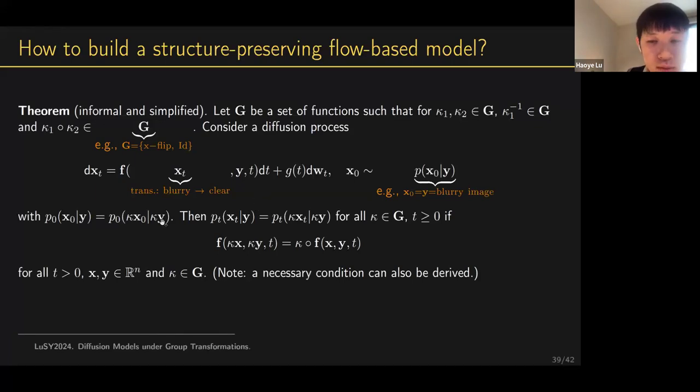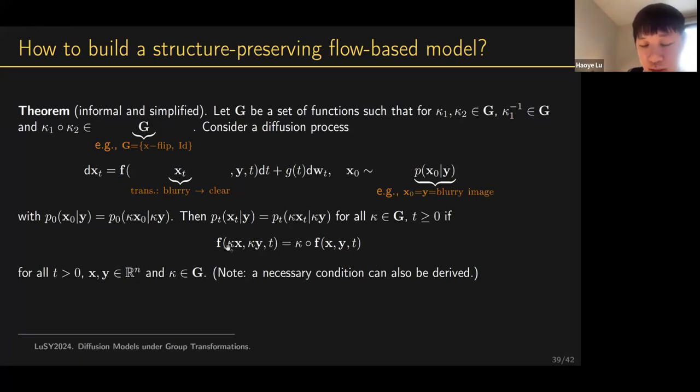We also assume that if we flip the blurry image, this transition invariance will be preserved as well. In our simple example, this is automatically the case because both X0 and Y are blurry images, so if we flip one, the other one will automatically be flipped. Then if we want XT to be equivariant with respect to the condition Y, we need to guarantee that the drift term will satisfy some equivariance property as well.